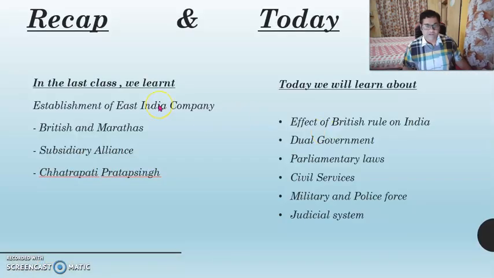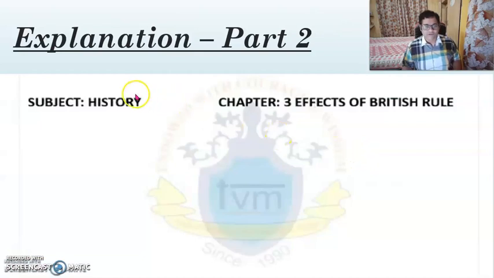Firstly, let's recap what we did in the previous class. In the previous class, we learned the establishment of East India Company, British and Marathas, subsidiary alliance, and lastly, Chhatrapati Pratap Singh. I hope you all remember what we did in the previous class. Now today we will learn about effect of British rule on India, dual government, parliamentary laws, civil services, military and police force, and lastly the judicial system. Now we will go and listen to the explanation. Watch this explanation of the part 2 very attentively, students.